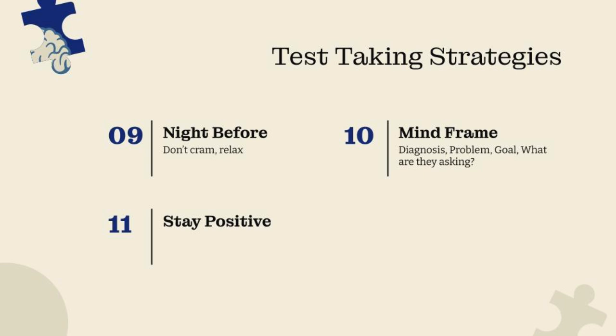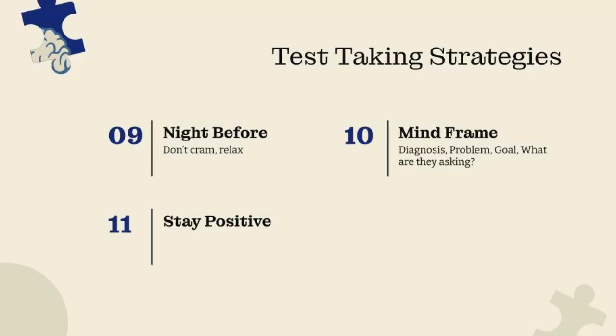So, mind frame when you're reading a question. Beyond looking for keywords, what you want to be looking for is diagnosis, problem, and goal. What are they asking in this question? Usually, it's not what you think the first time you read the question. So make sure you are reading it a couple times, slowing down, and really thinking diagnosis, problem, goal. What are they asking?